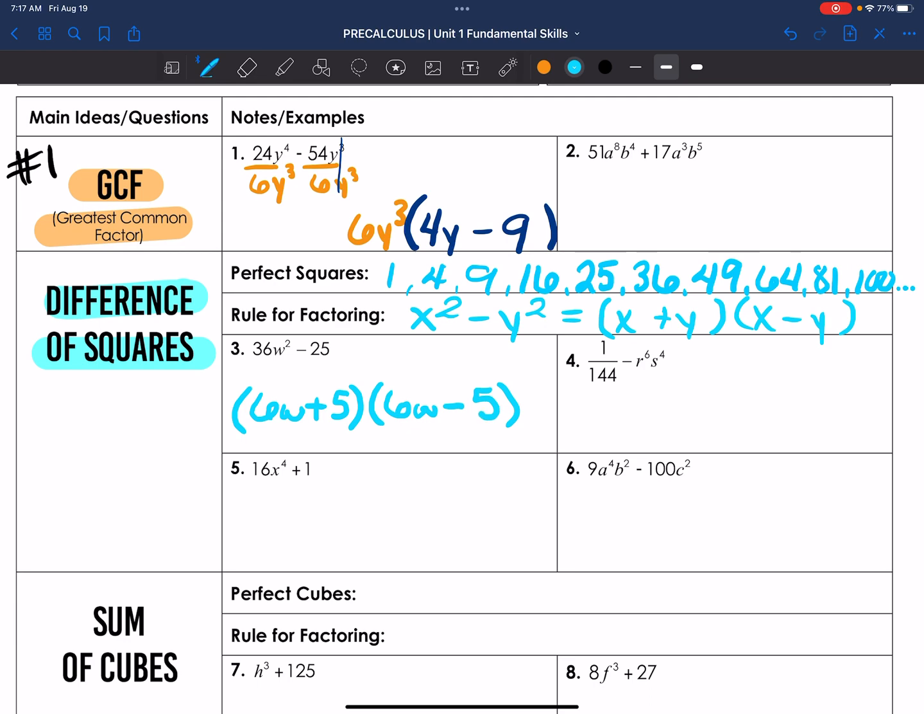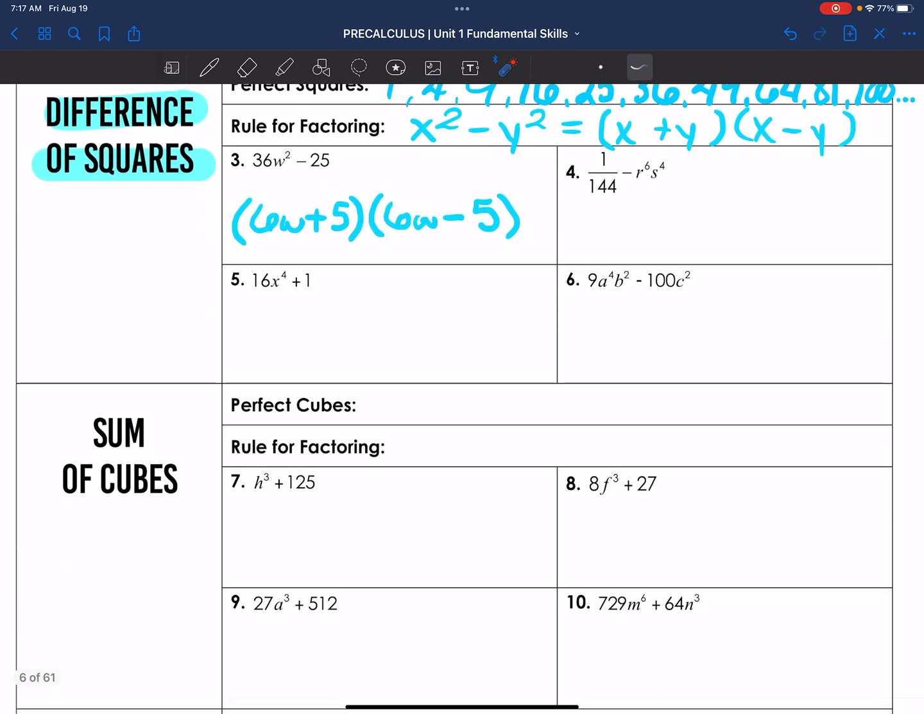So there you have it, guys. That is one example where what we were working with was a binomial, right? Two terms, where the first term was a perfect square, and the second term was a perfect square, and the operation in between was subtraction. Because remember, difference means subtraction. And these are the factors.